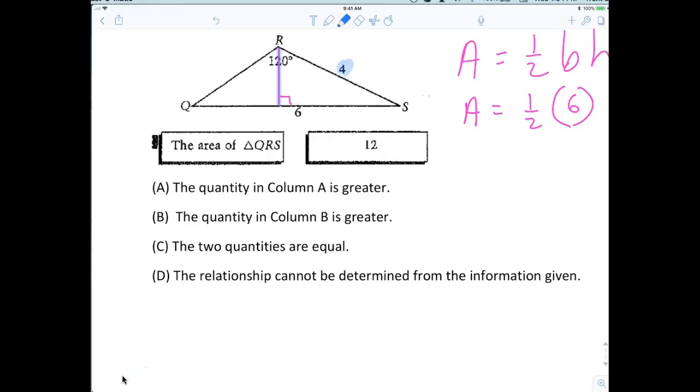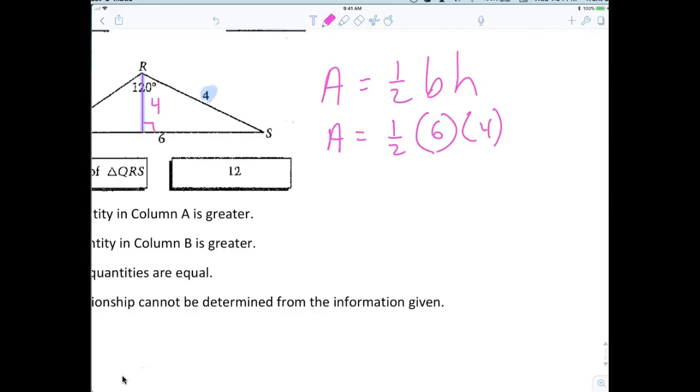So I'm just going to let the height be 4, but I know it's actually a little bit less than 4. So watch when I plug 4 in. When I plug 4 in for the height, that gives me an area of what? 12. But because the height is a little less than 4, the area is going to be less than 12. That's super important. Because the height was less than 4, the area has to be less than 12.